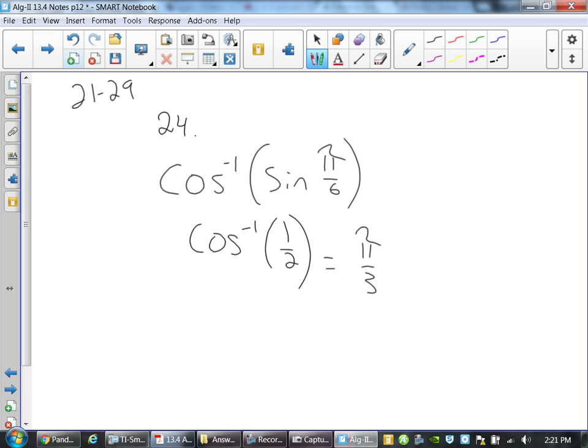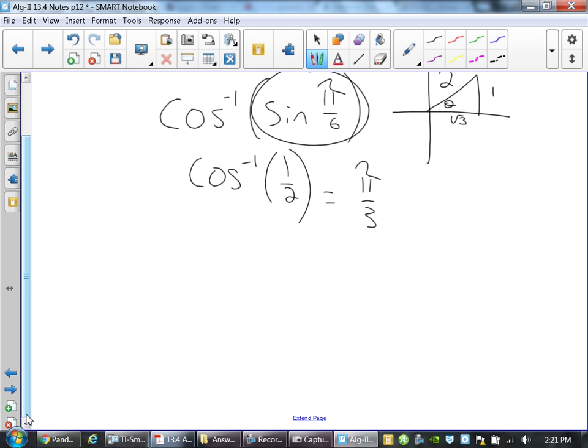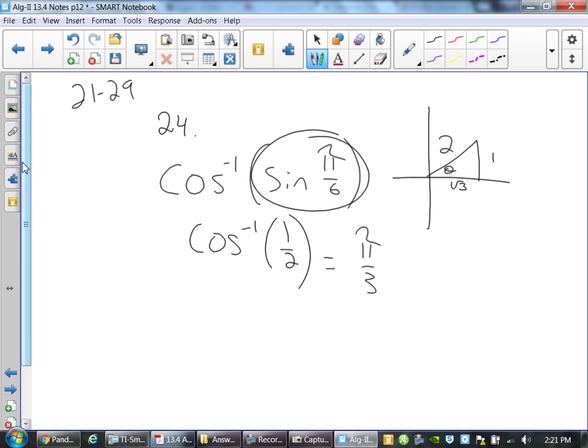It's the same thing as we did yesterday, what's the cosine of the angle that has a sine of something. It's just working the other direction. You figure out what is the sine of pi/6. Well, pi/6 is a 30-degree angle. It's 1/2. And then what angle has that cosine of 1/2? Well, if this is 30, that means that's 60. That's all it is.